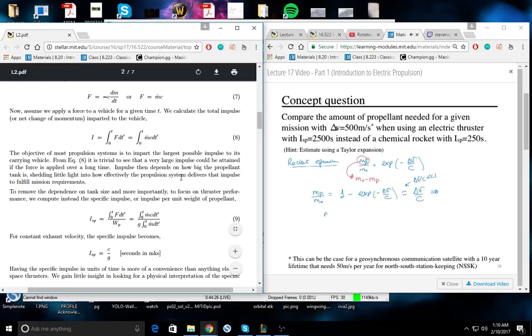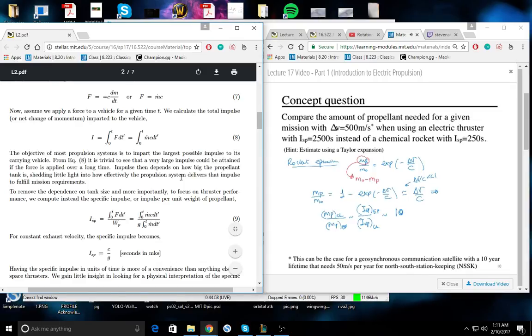So the ratio of propellant masses is the inverse of the ratio of the specific impulses. Since those differ by a factor of 10, the chemical propulsion system consumes around 10 times more propellant than the electric propulsion system.